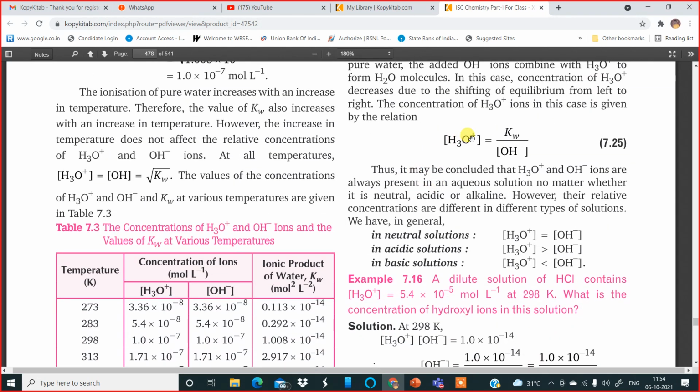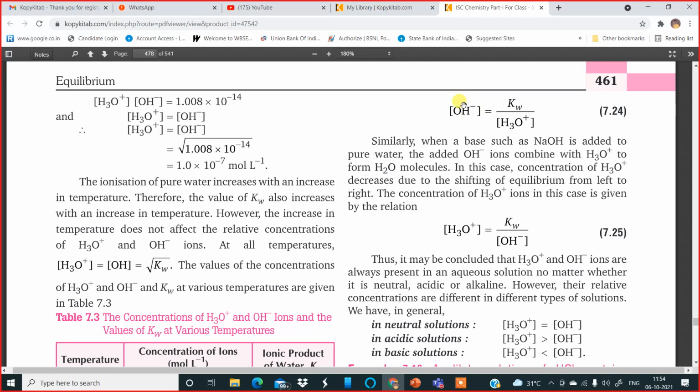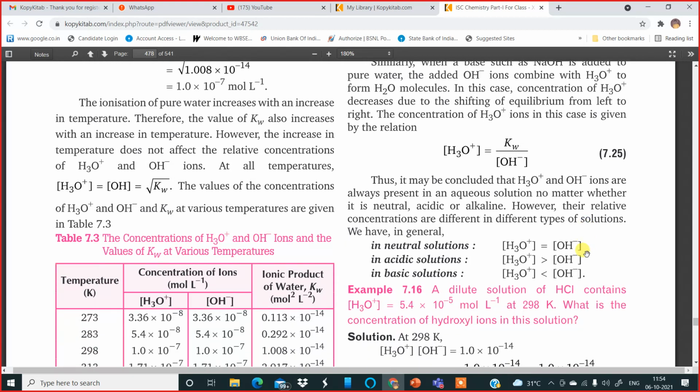But remember one more thing. The concentration of hydroxyl ion can be obtained by dividing KW, that is 1.008 into 10 power minus 14, by concentration of hydronium ion. Similarly, the concentration of hydronium ion can also be obtained by this formula. Remember this part. In neutral solution, the concentration of hydronium ion is equal to concentration of hydroxyl ion. In acidic solution, the concentration of hydronium ion is greater than concentration of hydroxyl ion. In basic solution, the concentration of hydronium ion is less than the concentration of hydroxyl ion.